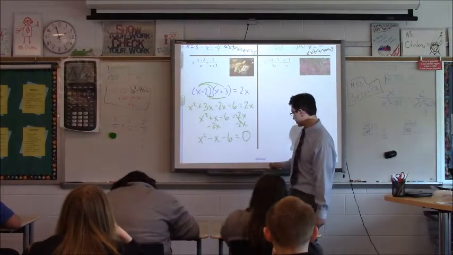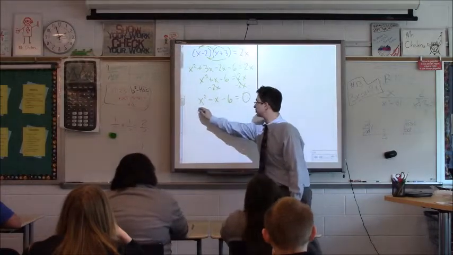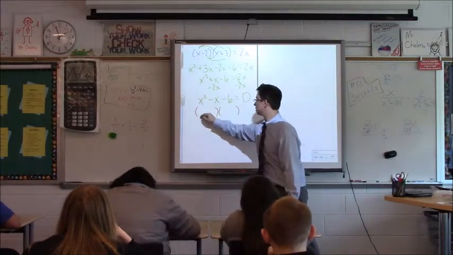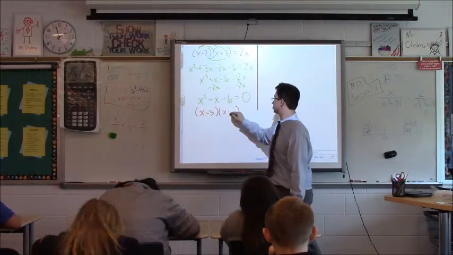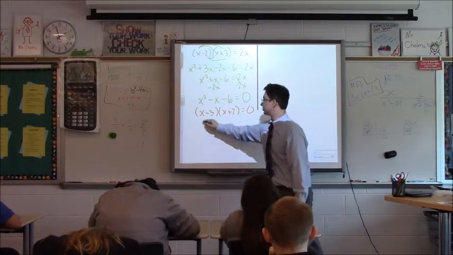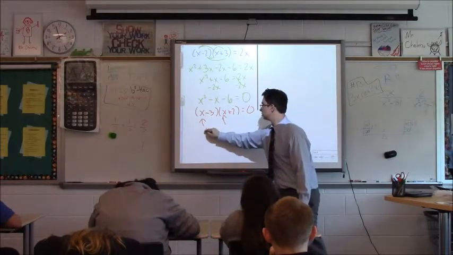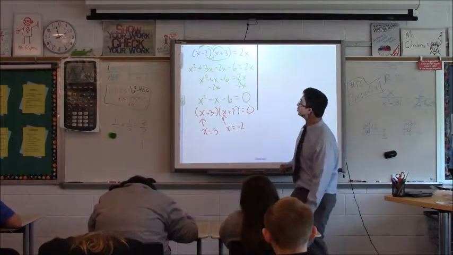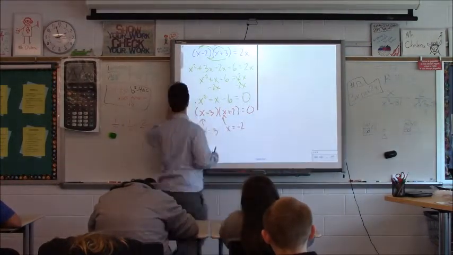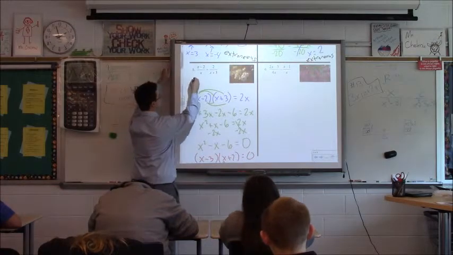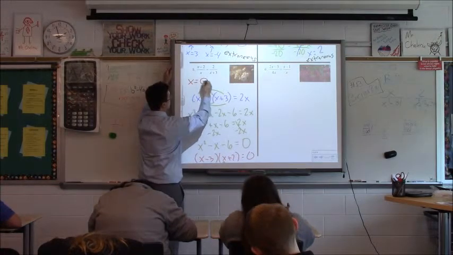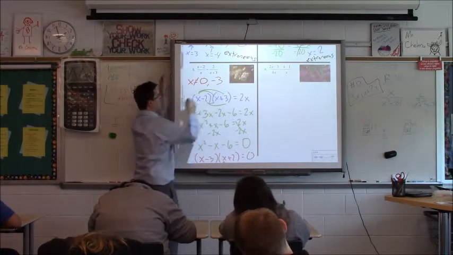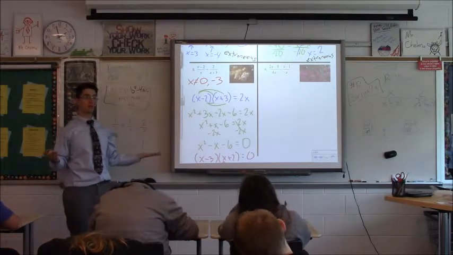Good. Does this factor? Yes. How does it factor? 3, 2. So x minus 3, x plus 2. And what are the solutions? 3, -2. X equals 3, x equals -2. Do we have any restrictions up here? What are our restrictions? -3, 0. Is that a problem for us? No, because our solutions are different.